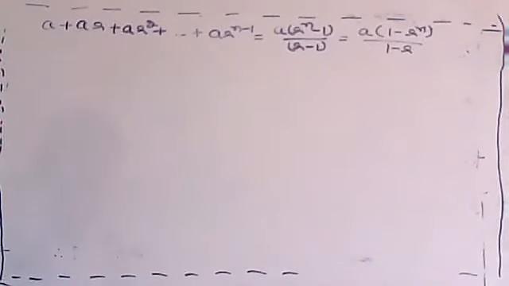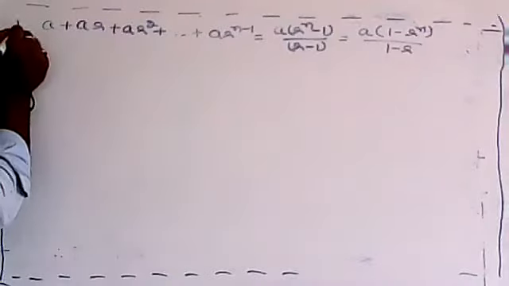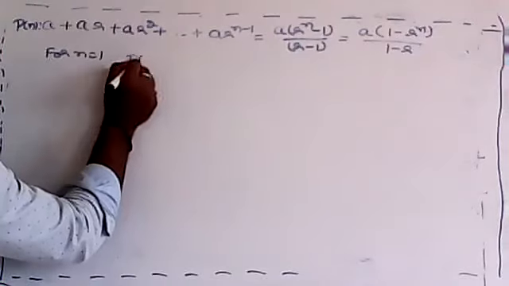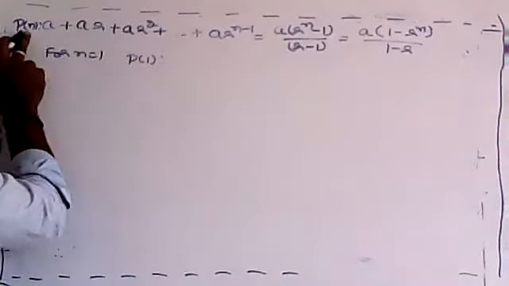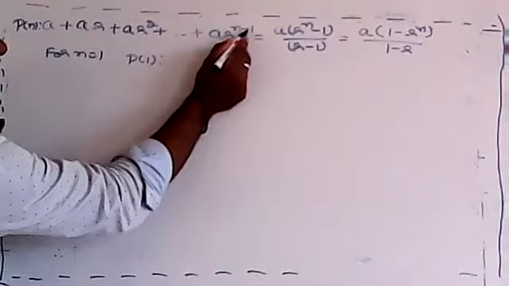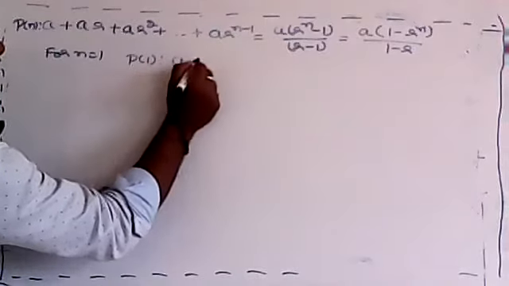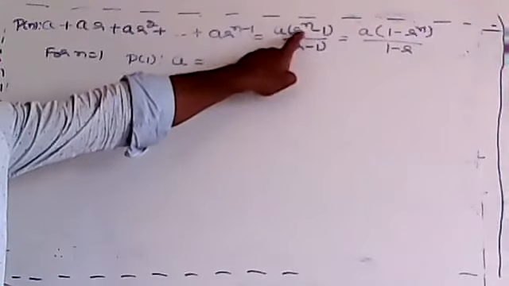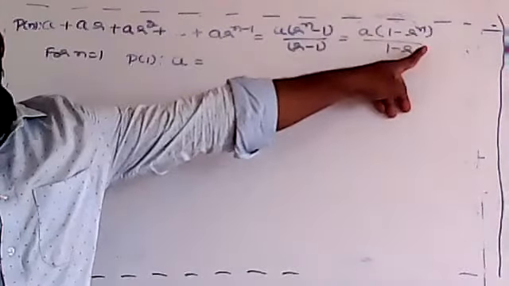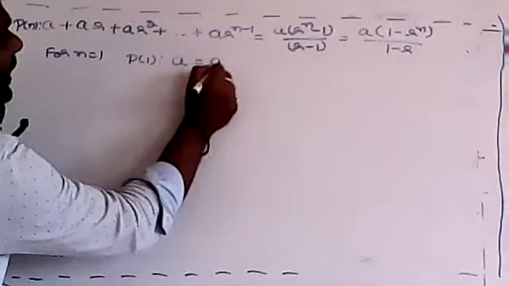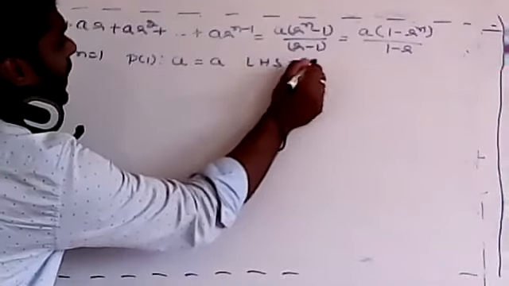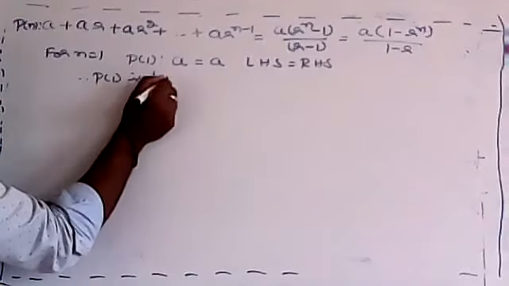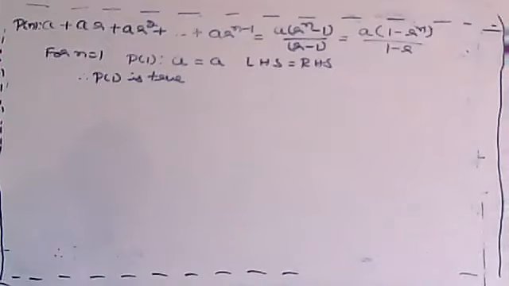Yes, P of 1 is what? Good, Ritika. So we have to take P of n. For n equal to 1, P of 1 is what? When you put 1, 1 minus 1 is 0, R to the power of 0 is 1. So A into 1 is A. Then this side you can check here. If you put 1, what will I get? 1 minus R divided by 1 minus R. Both are same, get cancelled. Remaining is A. It means LHS is equal to RHS. So therefore, P of 1 is true.